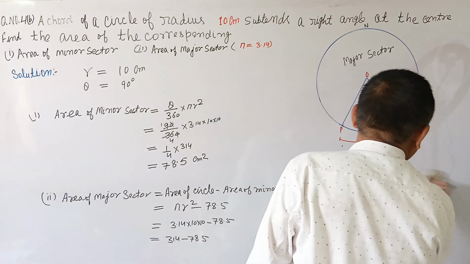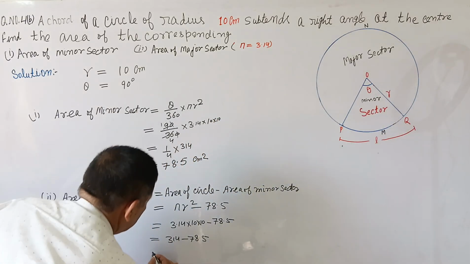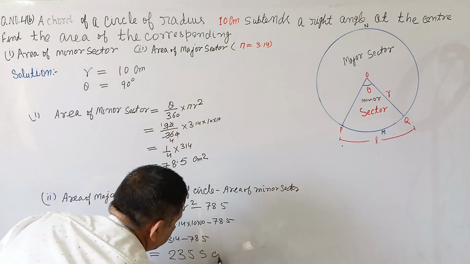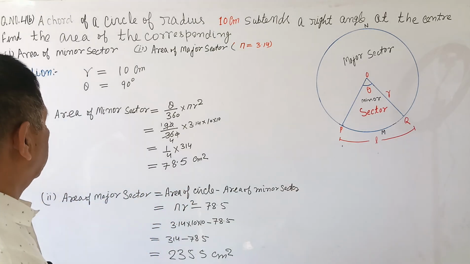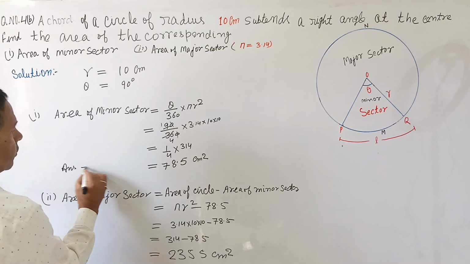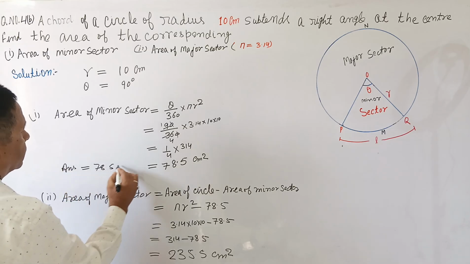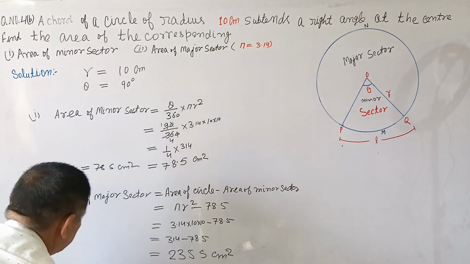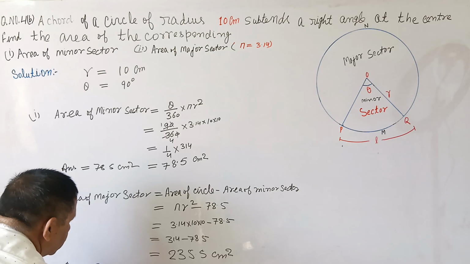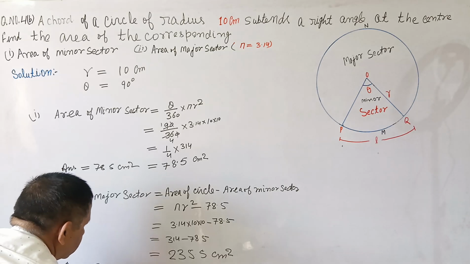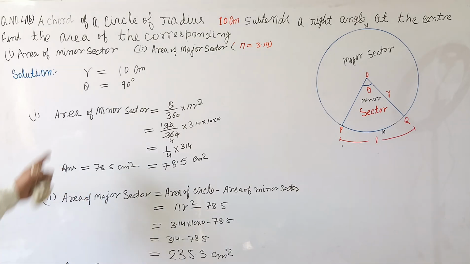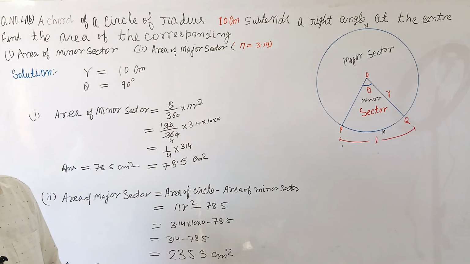So we are getting 235.5 centimeter square. So this will be your answer. Here it is: the area of the minor sector is 78.5 centimeter square, and the area of the major sector equals 235.5 centimeter square. In this way, the area of the minor sector and the area of the major sector are calculated.